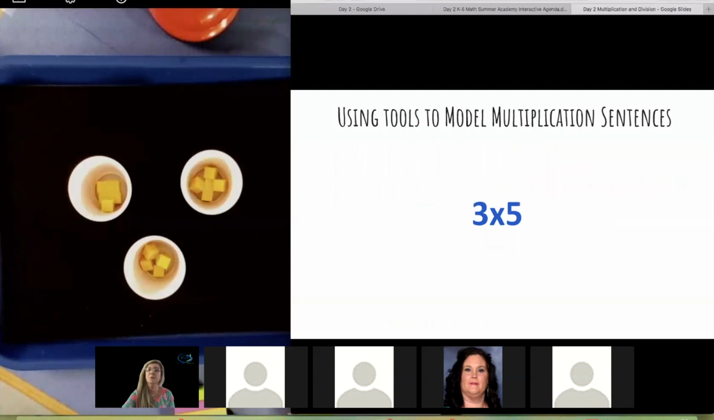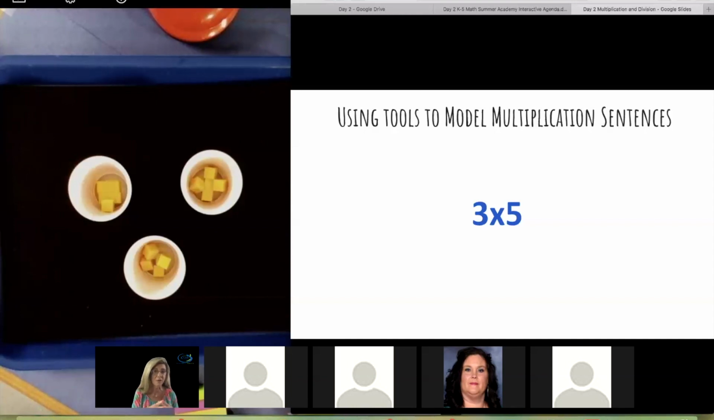So we use tools to model multiplication sentences. So I gave you all tons of tools. So what I'd like for you to do, and this is what I want to try, we'll see if it'll work. I practiced a little bit with Stephanie yesterday on it. What I'd like for you to do is to get your tools, whatever you want to use, whatever you happen to have there, and do me a model with a concrete model of what 3 times 5 would look like.